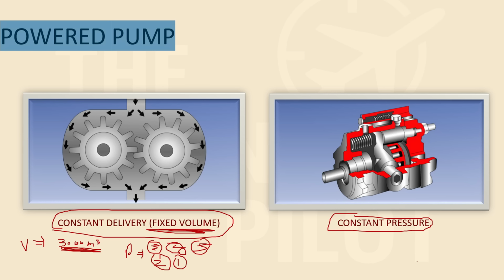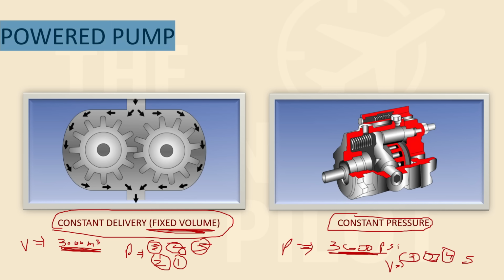And in a constant pressure pump, as the name suggests, the pressure is constant. It won't change. I can give it a fixed value, say 3000 psi. If I set it at 3000 psi, the pressure will remain constant at 3000, but the volume can be anything. It can be 3000 meter cube, 2000 meter cube, 4000 meter cube, 5000, any value, right?